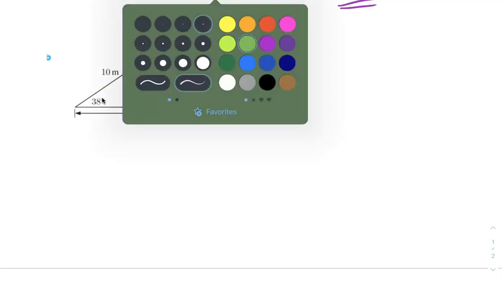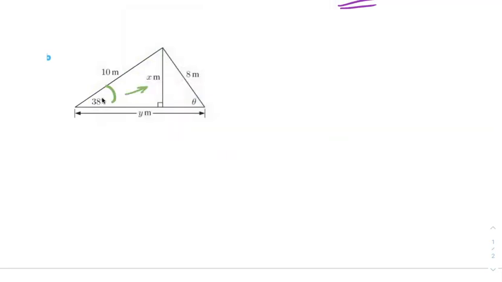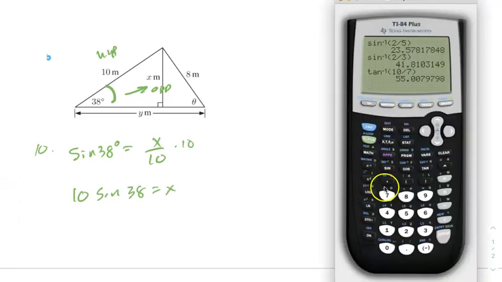So let's start there. Here's my angle, which makes this opposite, and hypotenuse, because right here's my right angle. So I could use sine to figure out what x is. Sine of 38 equals x over 10. Super simple. Just multiply both sides by 10, so I get 10 times sine of 38 equals x. Let's type that into our calculator.